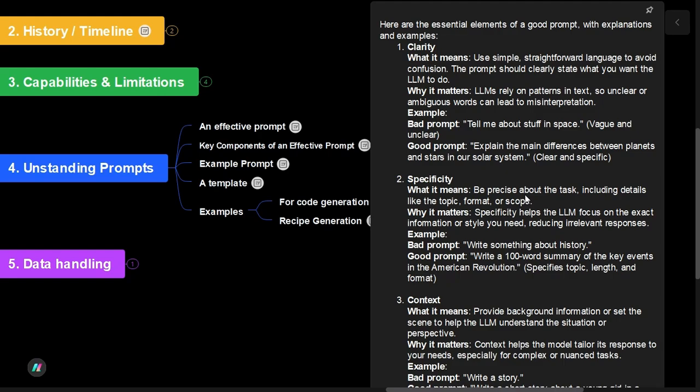An example for it. Here it says a bad prompt says "write something about history," whereas a good prompt says "write a 100-word summary of the key events in the American Revolution." It talks about what response is expected, a 100-word summary, about what, the key events in the American Revolution, rather than simply saying write something about history. Which history? Indian history, American history, what is the topic it is supposed to cover, how long should the response be? Nothing is specified there. Whereas here it can still be better, but at least a more precise, specific topic has been asked.